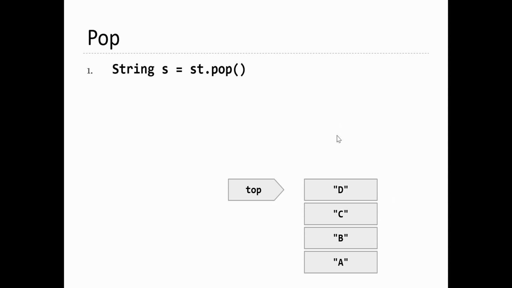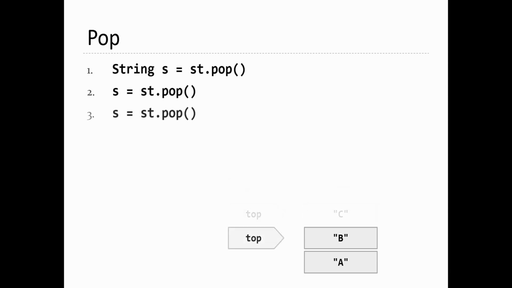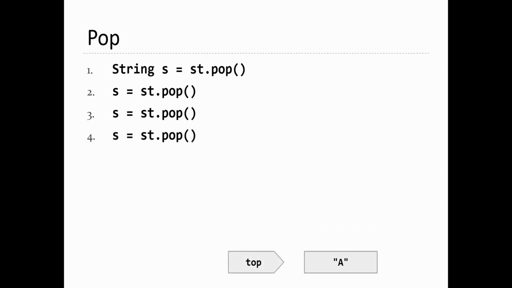If you push more elements onto the stack, then they end up going on top of the D. If we pop the stack again, the D comes off. Top of stack moves down one. Pop again, the C comes off. Pop again, the B comes off. And if you pop the last element, you end up with an empty stack again. And so notice that the first element that went into the stack, the A, is the last element that comes out of the stack.